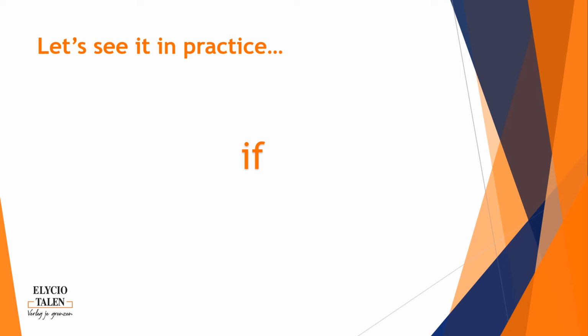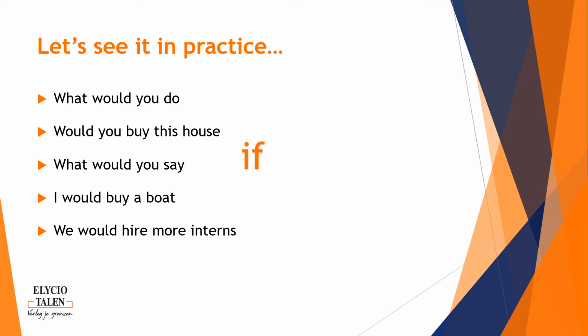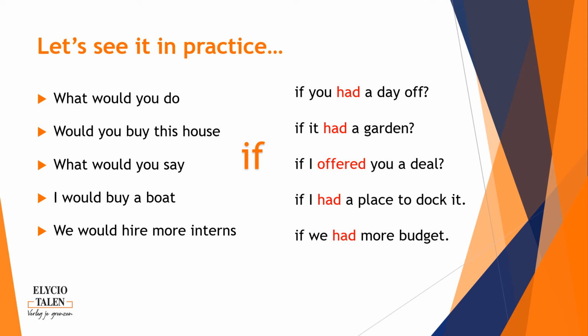Let's see how we use these conditional sentences in practice. What would you do? Would you buy this house? What would you say? I would buy a boat and we would hire more interns. These are the imaginary situations that depend on a certain condition. Then we have the word if, and then we have the second part of the sentence.